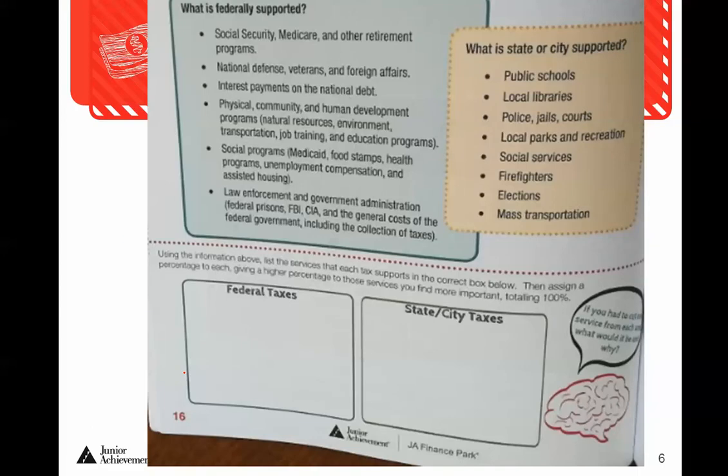So now we're going to switch to page 16 at the bottom. You'll notice that there's a whole paragraph, so you can go ahead and take about a minute or two, and skim over the top portion of page 16. Then at the bottom, it says, use the information above, list the services that each tax supports in the correct box below, and then assign a percentage to each. Give a higher percentage to those services you think are more important. So go ahead and fill this out. It's up to you what you want to choose to put there, but go ahead and work on that now.